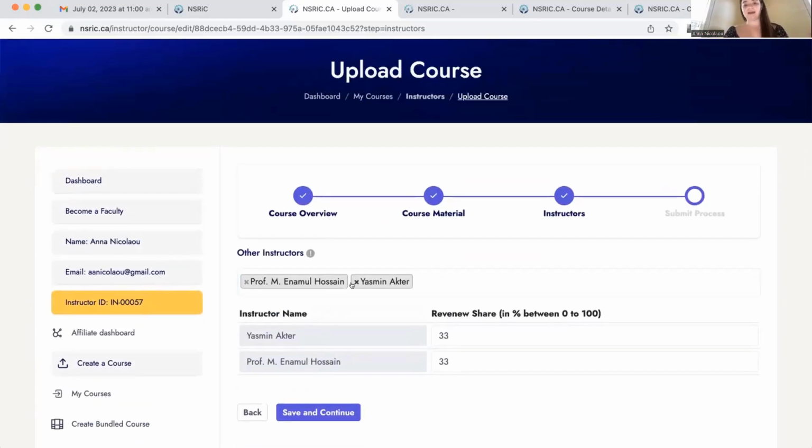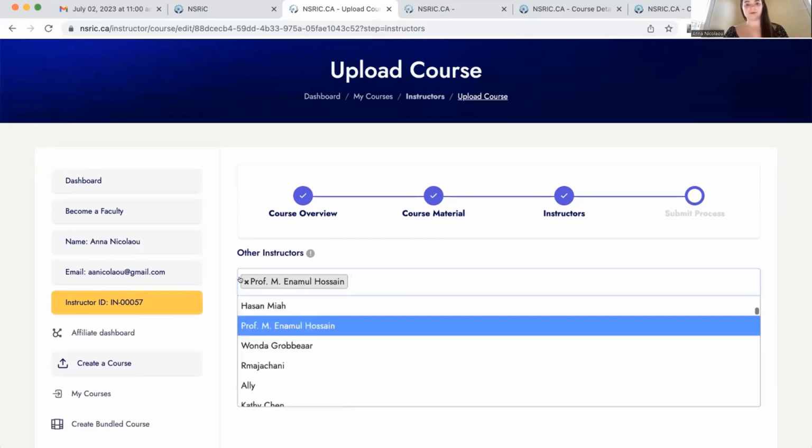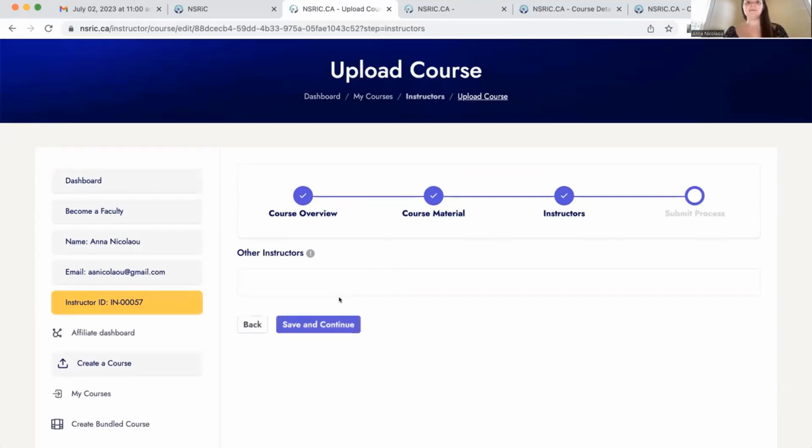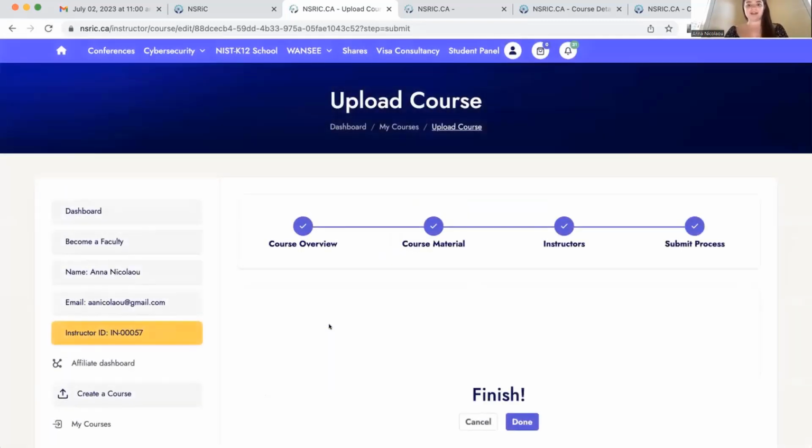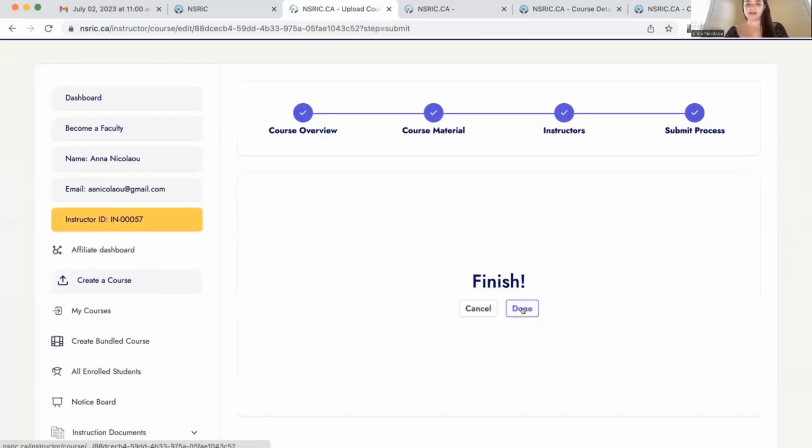Now, in actuality, I did this course myself, so I'm not going to include any other teachers. But if you are collaborating with other teachers, then when you're uploading, you can put them in and also what percentages of the work they've done. Because sometimes it's 50-50, with both people working equally hard on the course. Other times, maybe someone just helps you with a little bit of the course, so they just get a little bit. Then we'll click Save and Continue. And then you can click Done. And there you go. Voila.